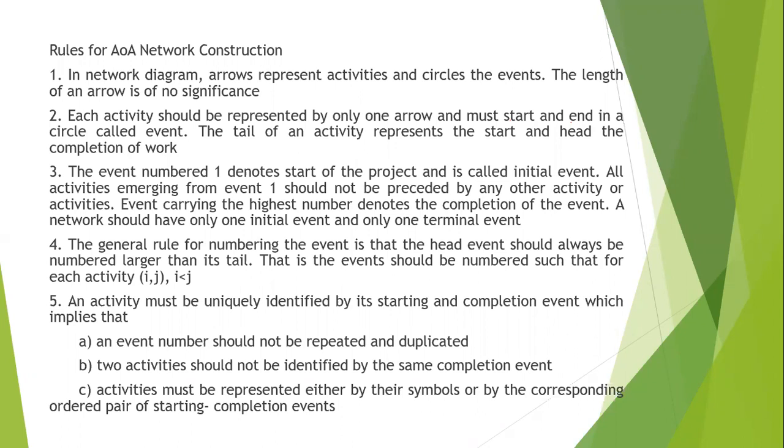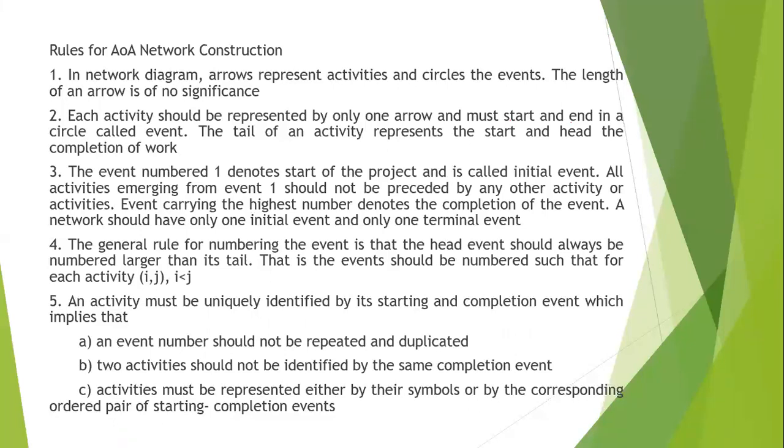The event carrying the highest number denotes the completion of the project. A network should have only one initial event and only one terminal event. So there cannot be no initial events or no terminal events. The general rule for numbering events is that the head event should always be numbered larger than its tail. So i should be less than j. That is the main thing.